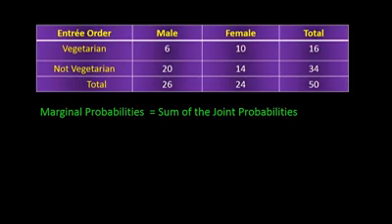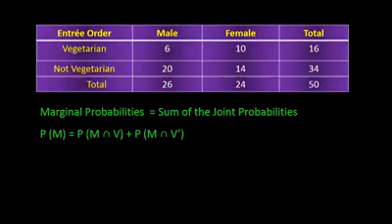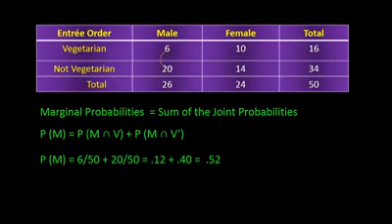We can also get the marginal probabilities by summing the joint probabilities. So for example, the marginal probability of a male is the joint probability of males ordering vegetarian and males not ordering vegetarian. So the probability of a male is 6 divided by 50, the intersection of male and vegetarian, plus 20 divided by 50, the intersection of male and non-vegetarian. So these two joint probabilities, the intersections of the two events, add up to the simple probability of a male. 0.12 plus 0.4 is equal to 0.52. And we saw before that 26 divided by 50 is 0.52.